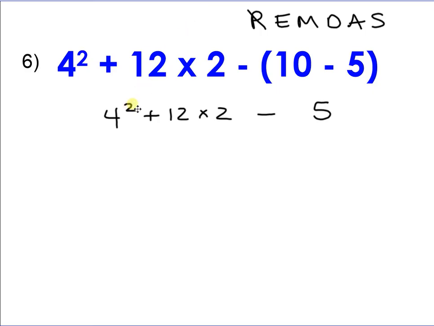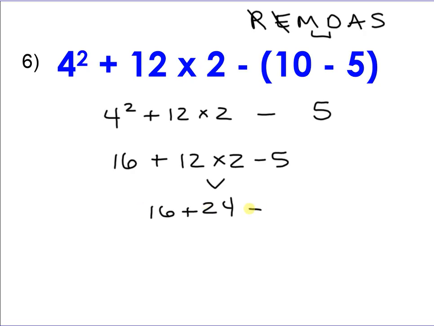Okay, I do have an exponent over here. 4 to the second power means 4 times 4, which is 16. So I'm going to rewrite the rest of the problem. Now I need to look for multiplication and division in order from left to right. So I have some multiplication right here. 12 times 2 is 24, and I'm going to rewrite the rest of the problem.